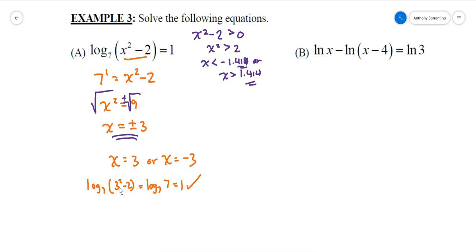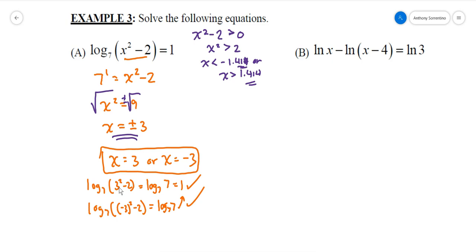It works out. If I do the same thing with the negative 3, well, negative 3 squared also produces a positive 9. Positive 9 minus 2 is still 7, and I get the same conclusion. So both of these work, and they're both the solution. So this one did not have any extraneous solutions. That can happen.